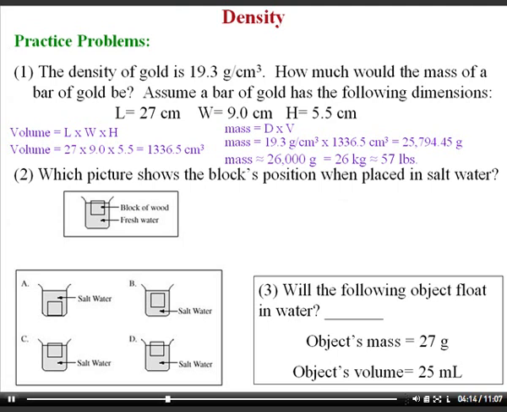And if you want to know that in kilograms, it's 26 kilograms because you can move the decimal point 3 times to the left. And if you want to convert it to pounds, you can multiply by 2.2. And you can see that a bar of gold would weigh around 57 pounds.